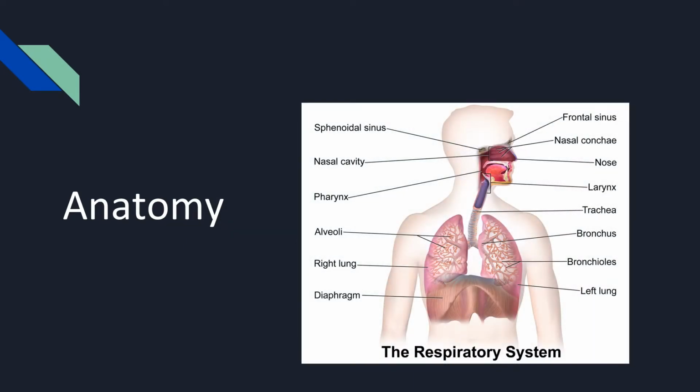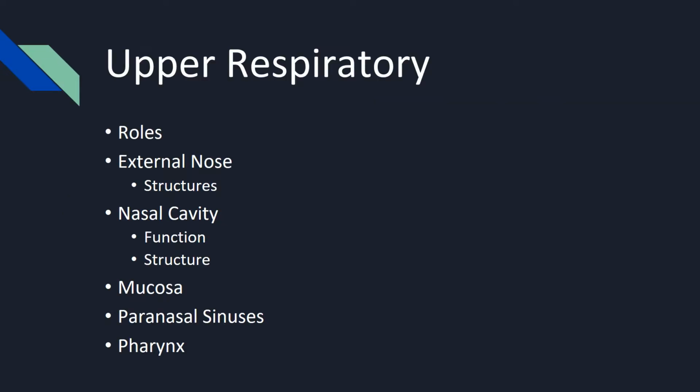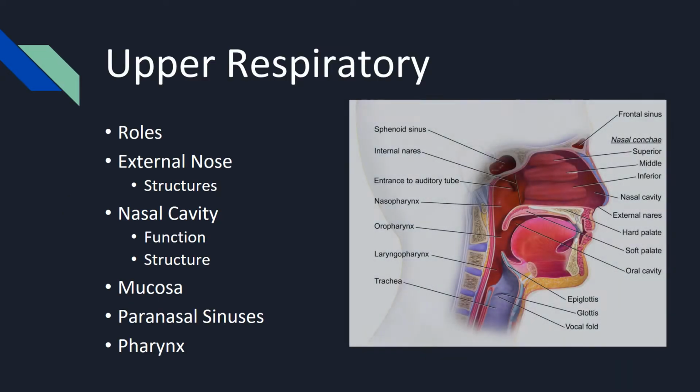Here are some structures of the upper respiratory system. The role of the upper respiratory system is to clean, moisten, and warm air, and also provide a pathway for oxygen to reach the lungs.